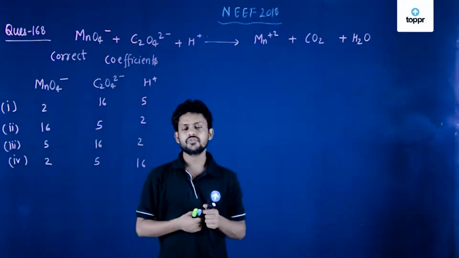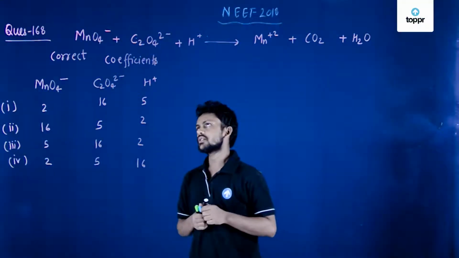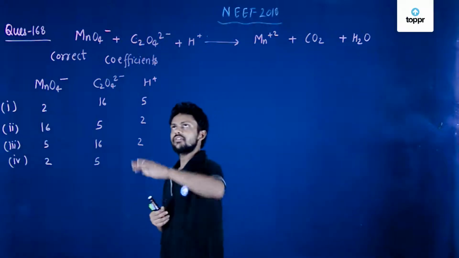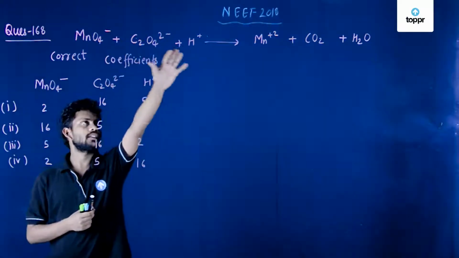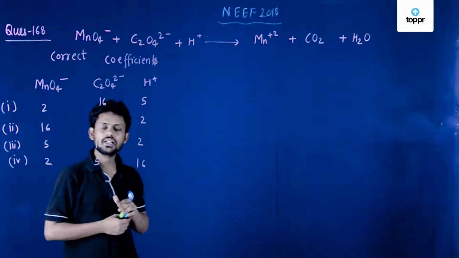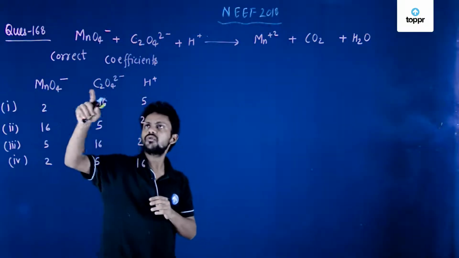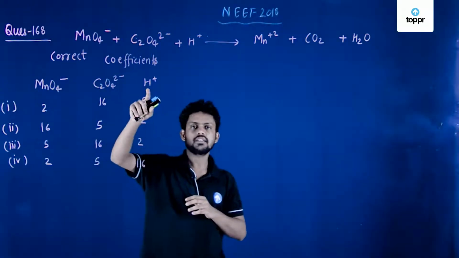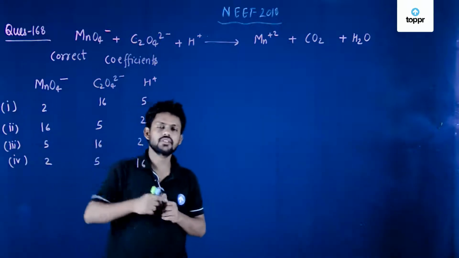So this is another question from the NEET 2018 question paper. Question number is 168. They have given a redox reaction, and they have asked what will be the correct coefficients for MnO4 minus, C2O4 2 minus, and H plus. There are four options written over there.